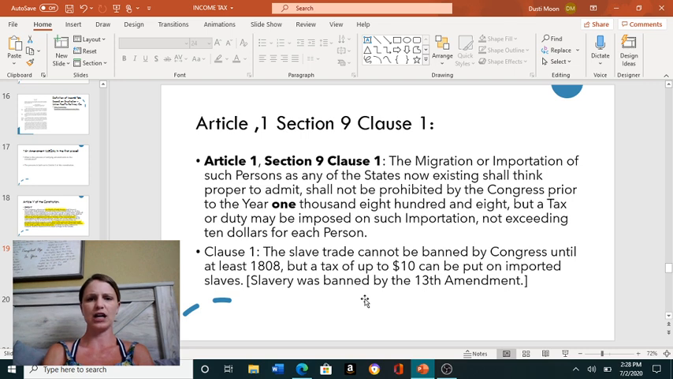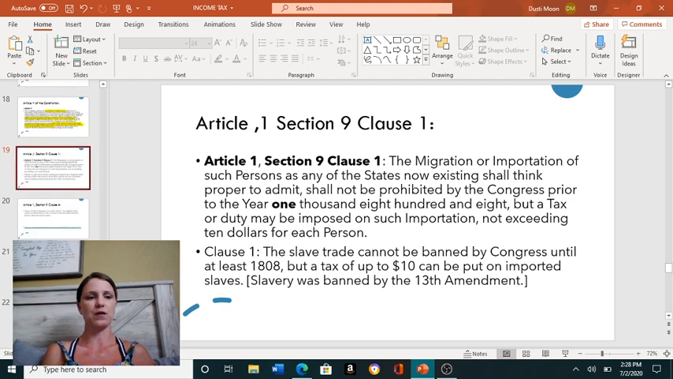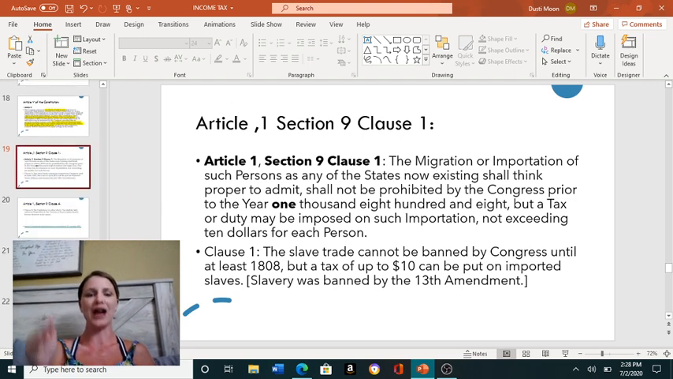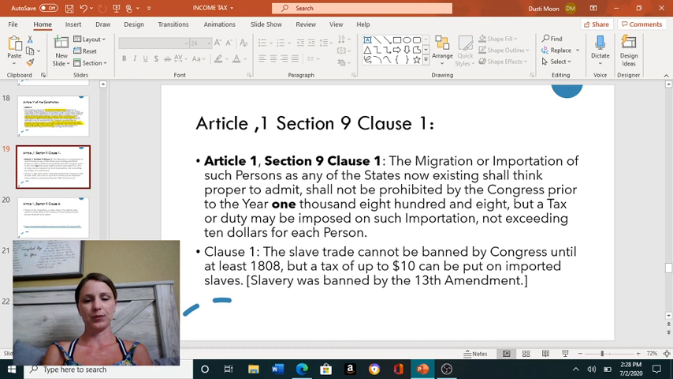It's saying that you can't change this clause until 1808, which we did. If you look at it, we actually pushed it through so that in January of 1808, it was illegal to import slaves. It didn't ban slavery, but it at least was step one to prevent them from illegally coming into the U.S. So that's what that was about.